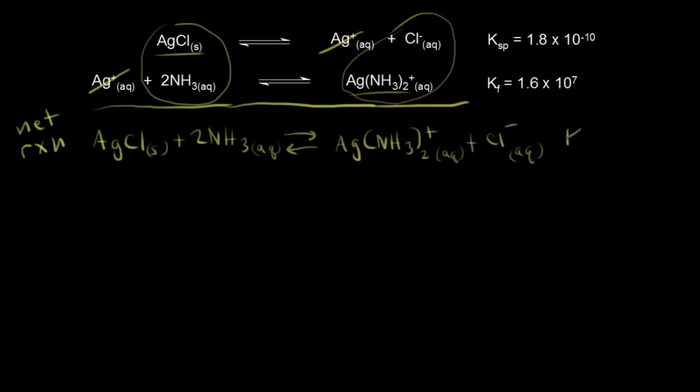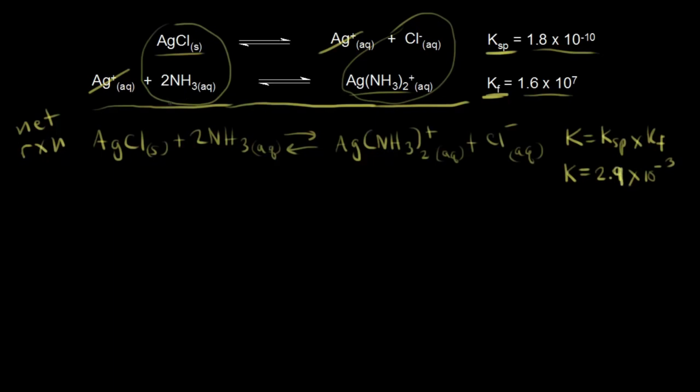If we add those 2 reactions together to get our net reaction, we have a new equilibrium constant, which I will call K. And if you add 2 reactions together, you multiply the equilibrium constants of those 2 reactions. So K is equal to KSP times KF. If you did that calculation, 1.8 times 10 to the negative 10 times 1.6 times 10 to the 7th, you'll get your new equilibrium constant. I won't do it here just to save some time, but you'll get 2.9 times 10 to the negative third.